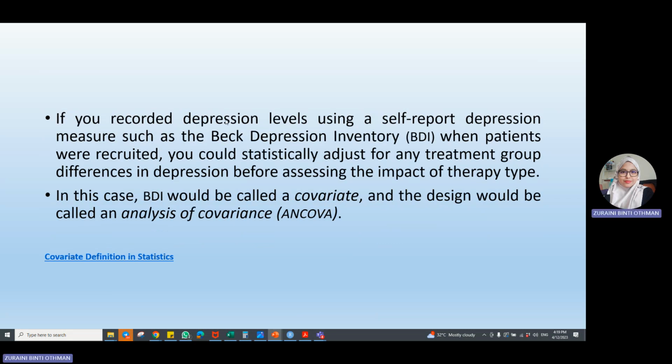If you recorded depression level using a self-report depression measure such as the Beck Depression Inventory when patients were recruited, you could statistically adjust for any treatment group difference in depression before assessing the impact of the therapy type. Okay, in this case, BDI would be called a covariate, and the design would be called an analysis of covariance, which is ANCOVA.